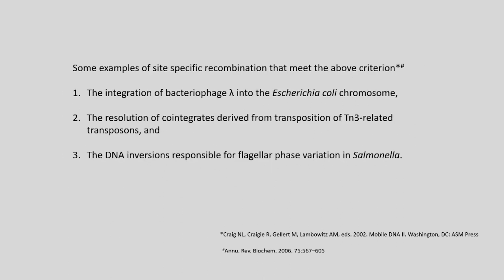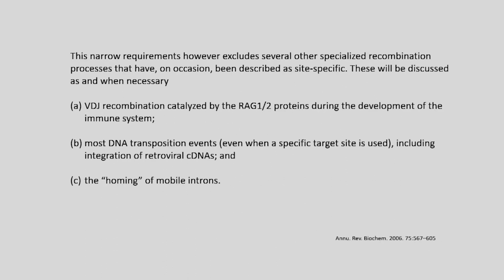Some examples of site specific recombination which meet the above criteria are the integration of bacteriophage lambda into the E. coli chromosome, the resolution of co-integrates derived from transposition of Tn3 related transposons, and DNA inversions responsible for flagellar phase variation in Salmonella. This narrow requirement, however, excludes several other specialized recombination processes that have occasionally been described as site specific recombination. These will be discussed as and when necessary.